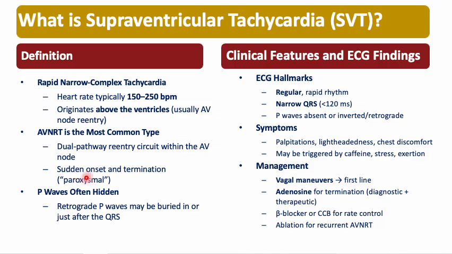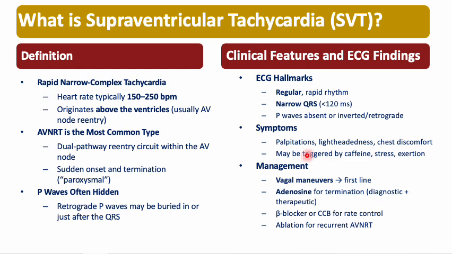There's a dual pathway of reentry circuit within the AV node. It can have a sudden onset and termination, meaning SVT can start and stop, so it can have a paroxysmal effect to it. A lot of times, because it's going so fast, the P waves are often hidden. So you may have a retrograde P wave that may be buried in or just after the QRS. Some of the ECG hallmark findings are a regular, rapid rhythm and a narrow complex. P waves are absent or inverted or retrograde.